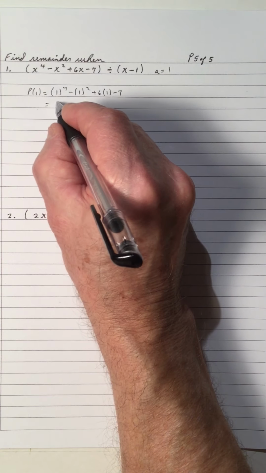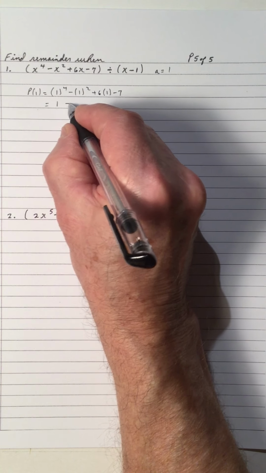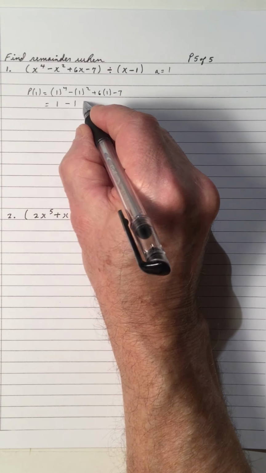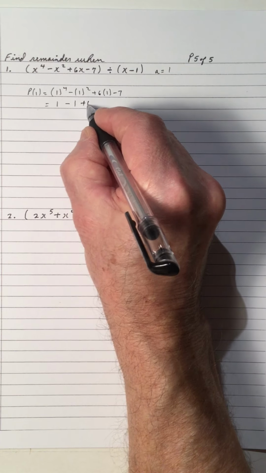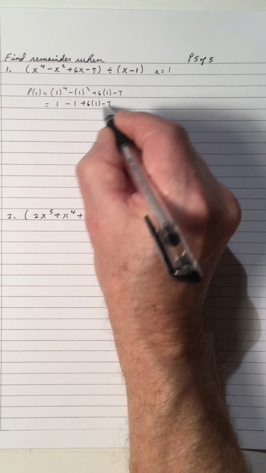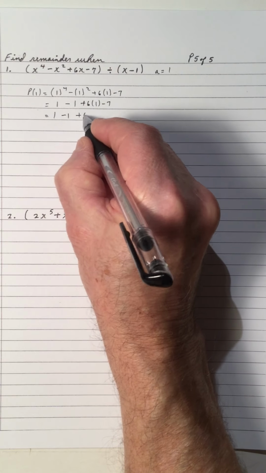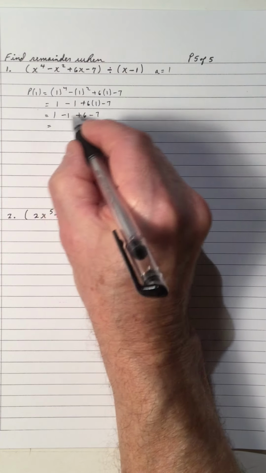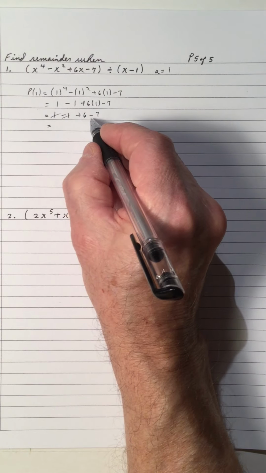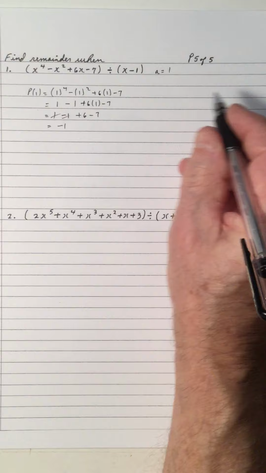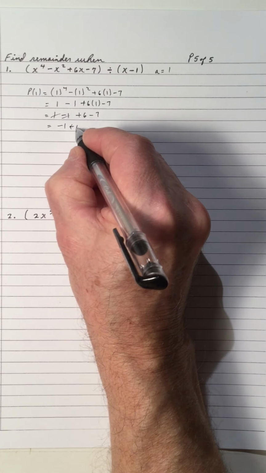So 1 to the 4th is 1. And negative, the negative of 1 squared is negative 1. And we leave the 6. I'm only doing the powers. Just so I get 1, negative 1 plus 6 minus 7. So they cancel, and I get 6 minus 7 is negative 1. So the remainder is right there.